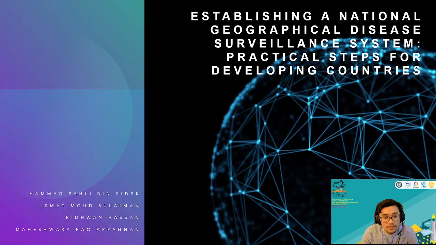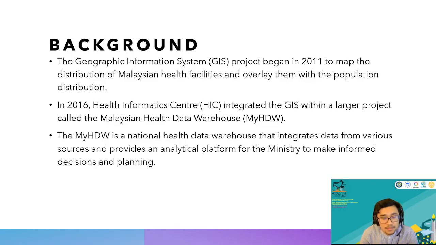The Geographical Information System project at the Ministry of Health actually began in 2011 to map the distribution of Malaysia's healthcare facilities and overlay them with the population distribution. And in 2016, the Health Informatics Center integrated the GIS within a larger project called the Malaysian Health Data Warehouse, or MyHDW for short. So MyHDW is a national health data warehouse that integrates data from various sources to provide an analytical platform for the ministry to make informed decisions and effective planning.